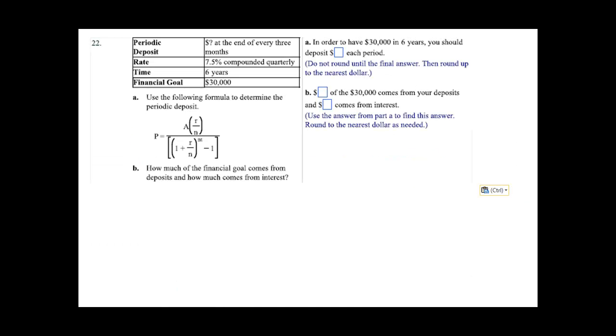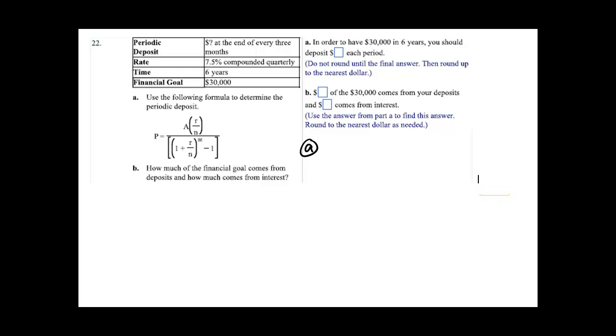For number 22, we need to use the following formula, the payment formula, to determine the periodic deposit for the scenario given to us in the chart. We're trying to figure out how much money we need to put in every 3 months so that we reach $30,000 in 6 years if our money is being compounded quarterly at 7.5%.